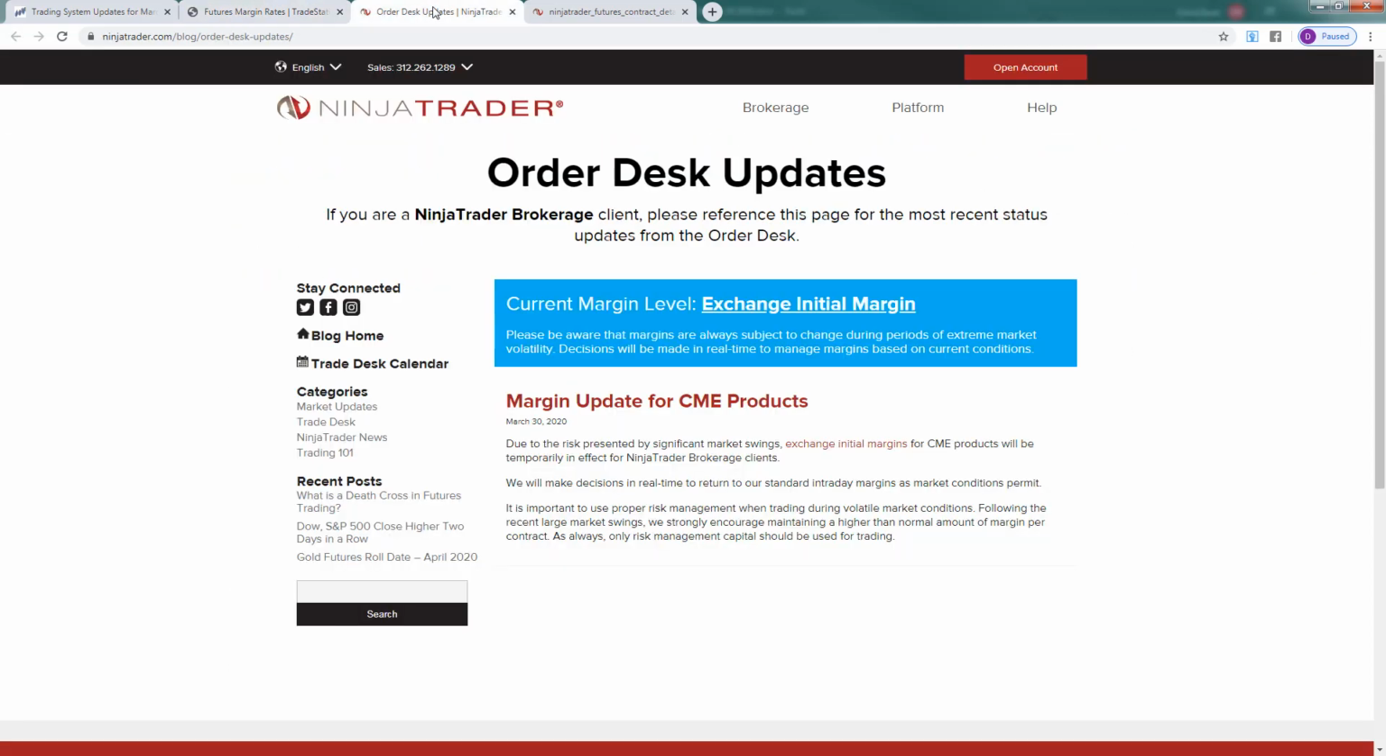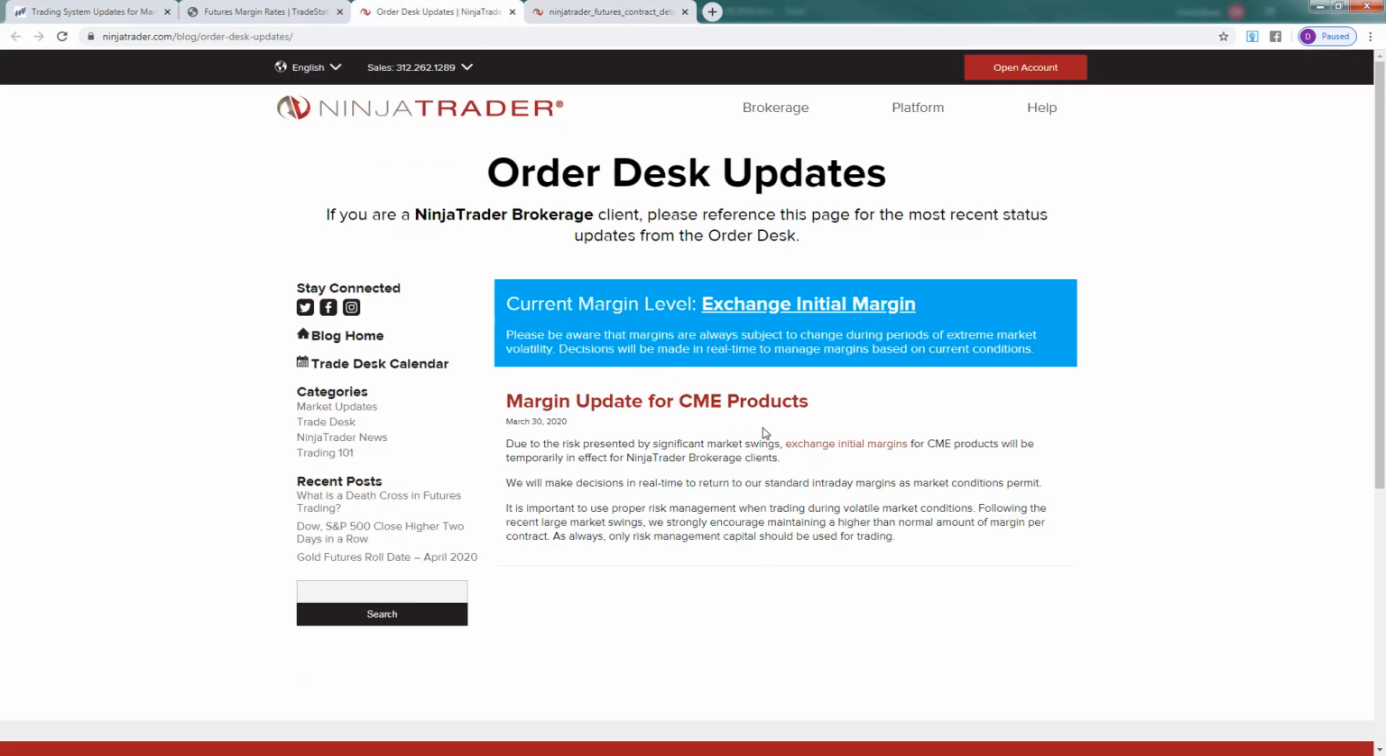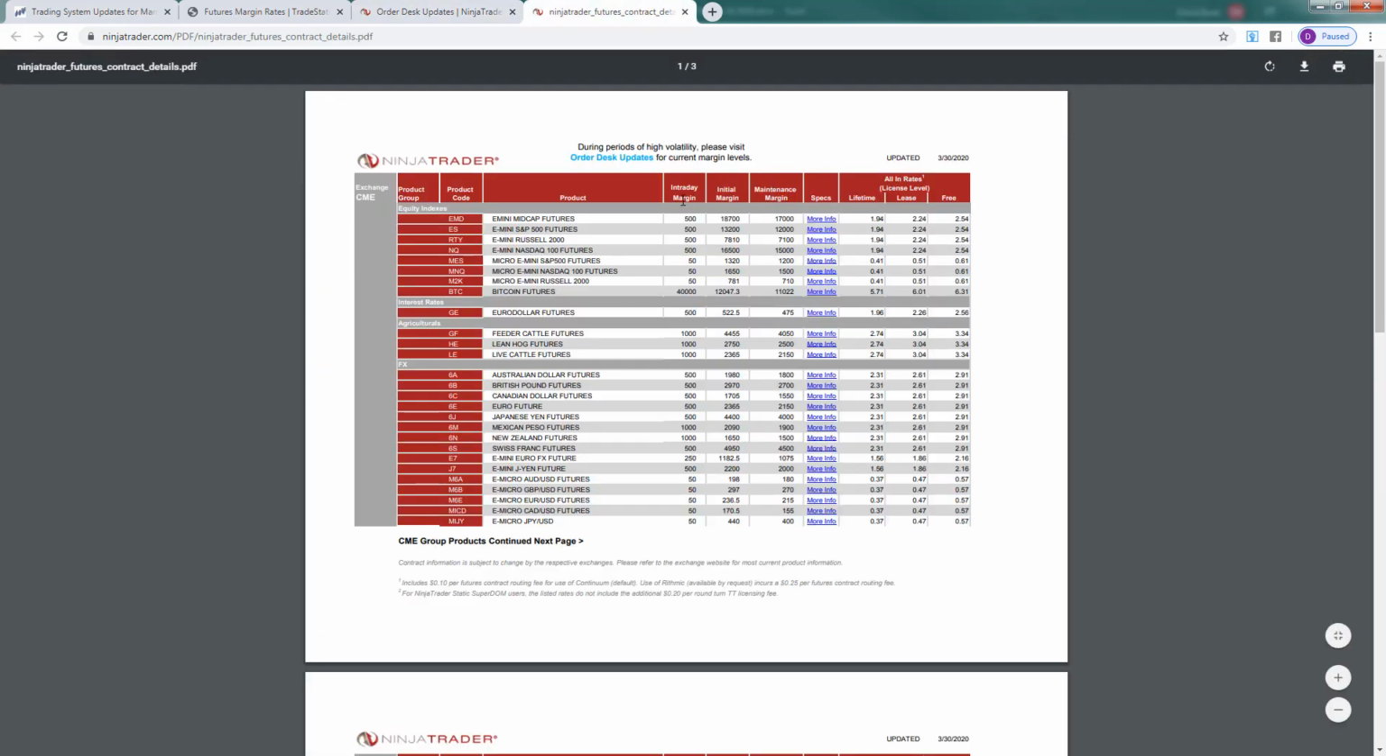It's higher than that. And if you go to a NinjaTrader broker, ninjatrader.com blog, order desk updates up here, and then click on this exchange initial margin, and you'll get this sheet, and you see the day trade margins. Yesterday they had a multiplying factor up here for margins, but today they do not. So I don't know. I just went ahead and multiplied the day trade margins by 2 because that's what they were. And so that's where I got the information in the calculator, is to multiply the day trade margins for each of these strategies by 2.